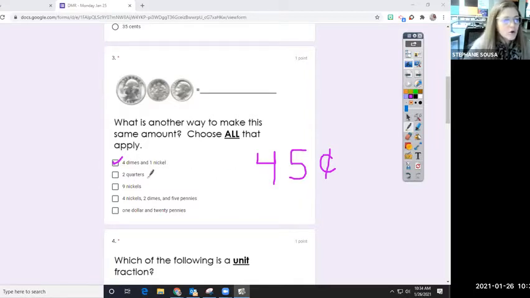Next up, 2 quarters. 2 quarters is equal to 50 cents. 9 nickels. We're counting by fives. 5, 10, 15, 20, 25, 30, 35, 40, 45. Yep. 9 nickels will also give you 45 cents. 4 nickels, 5, 10, 15, 20, plus 2 dimes, 30, 40, plus 5 pennies, 41, 42, 43, 44, 45 will also give you 45 cents.